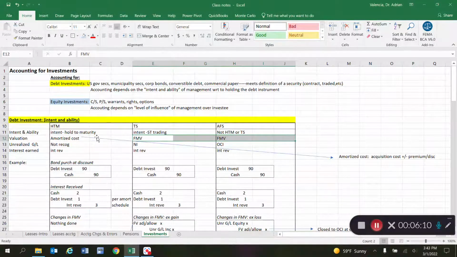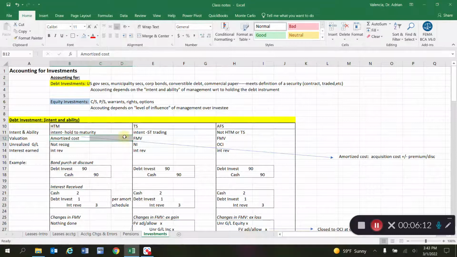That's not the case if you have it as held to maturity. That's just whatever the amortization schedule carrying value is. That's what we account for. All right. How do you deal with unrealized gains and losses? In other words, changes in value of the instrument, but not realized. These are unrealized. These are just holding gains and losses as the change in value occurs.